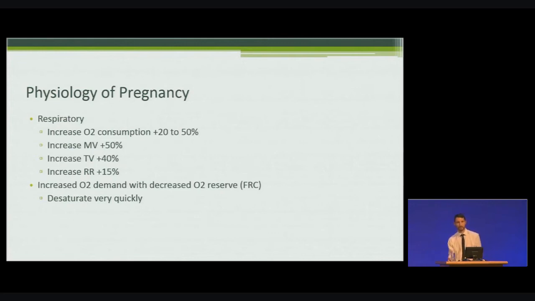FRC is what is known as the functional residual capacity. It's a physiological parameter. It basically means the volume of gas left in the lungs at the end of normal expiration, and this volume of gas works as a store of oxygen, and this is actually reduced in pregnancy. So the bottom line here basically is that you have increased demands for oxygen and decreased oxygen reserves in a pregnant patient. So obviously they're going to desaturate very, very quickly.